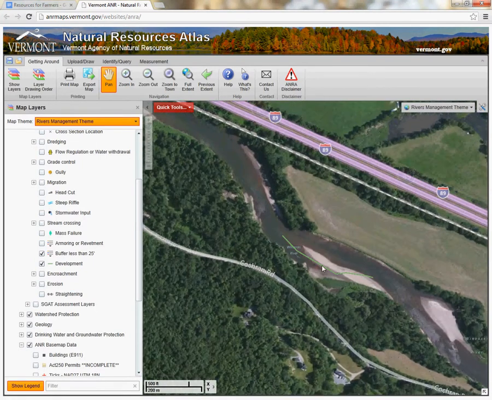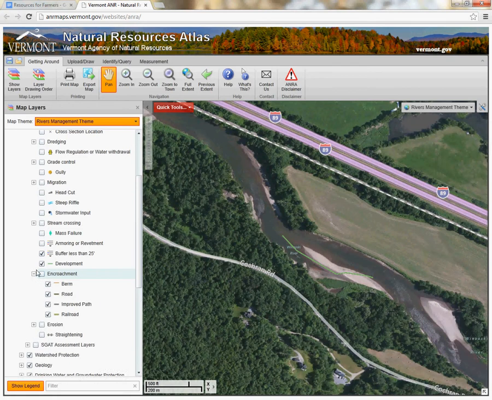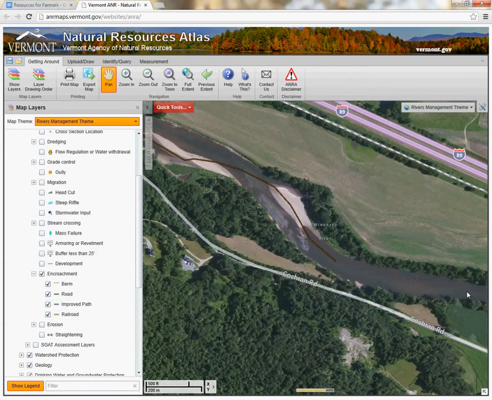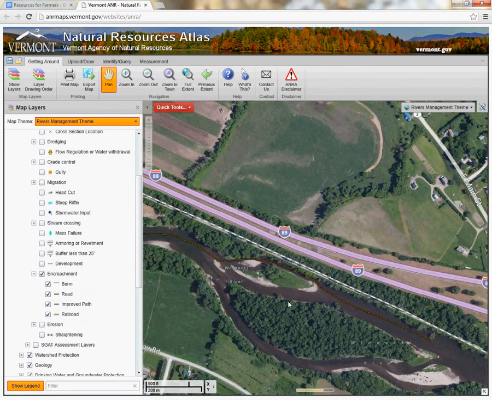But actually, this whole encroachment folder here, this little subfolder, will also show places where humans and the river are competing for the same space, either through berms or roads or improved paths or railroads. Back here, this is a good example of where the railroad is encroaching on the river.